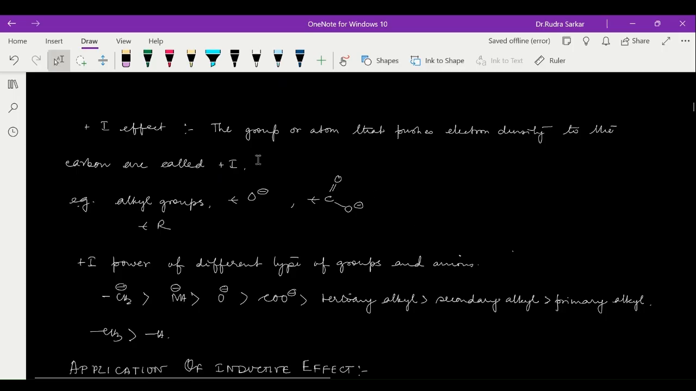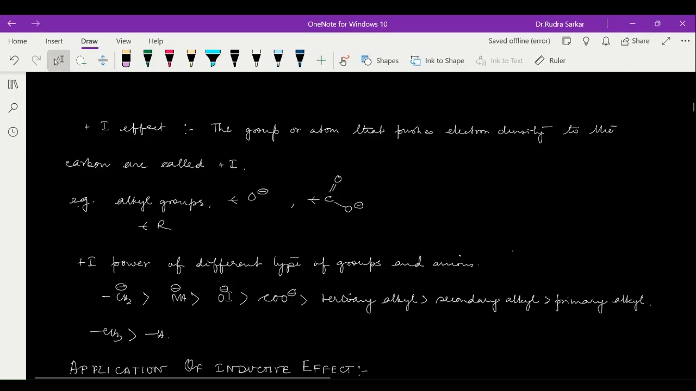Okay, how about plus I effect? The group or atom that pushes electron density to the carbon is called plus I. So all the alkyl groups will be plus I. O minus will be plus I. Even the carboxylates will be plus I. So in terms of donating power, carbon will be more donating because it is less electronegative. So minus on carbon is more electron donating, then the minus on nitrogen, then the oxygen on nitrogen.